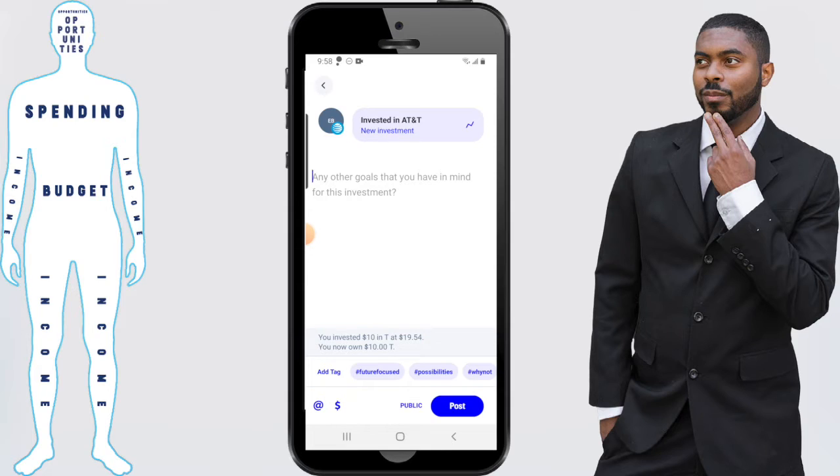If you don't, Public will pull the money from your debit card or bank account, and that could extend it an extra business day. If you followed the visual instructions, you now know how to buy stock using the Public app. If you have any questions or comments, feel free to leave them below.